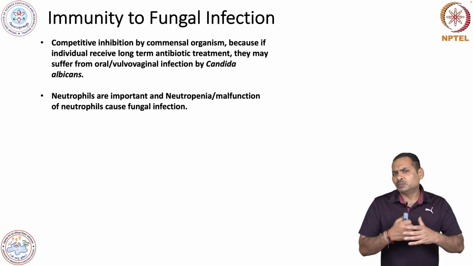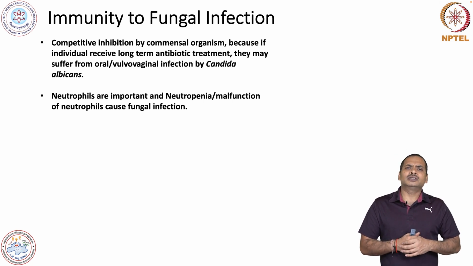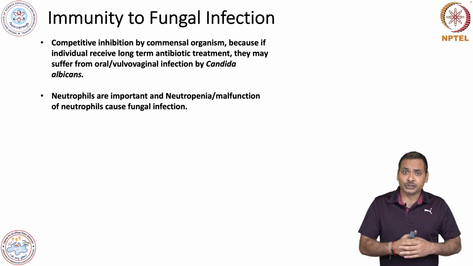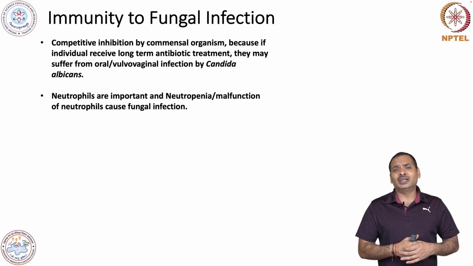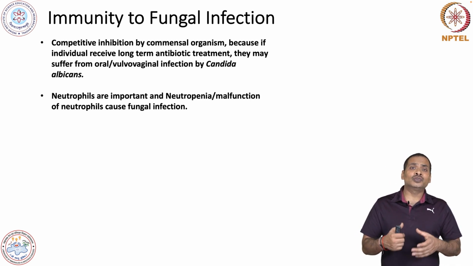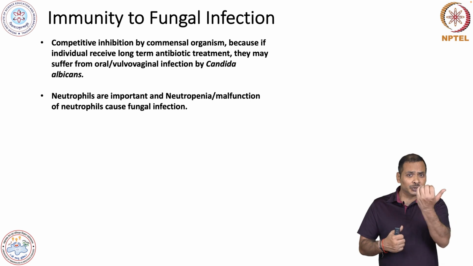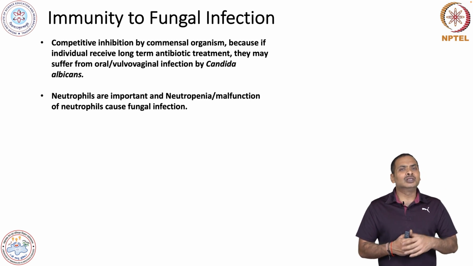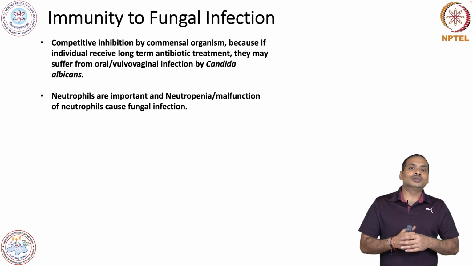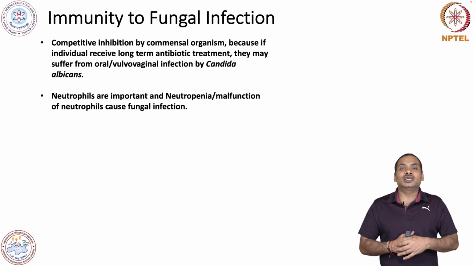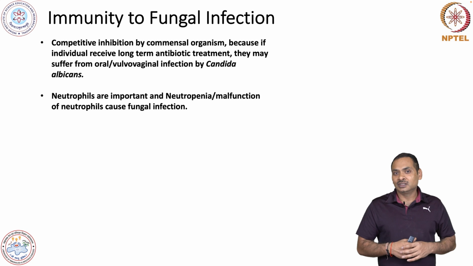Another, the most important innate immune component is the functional neutrophils. Okay, so neutrophils play an extremely important role against fungal infection. And it has been noticed that neutropenia, or reduced number of neutrophils, or malfunctioned neutrophils in the host can result in fungal infection. Okay, so this suggests that neutrophils are playing a very important role against the fungal infection.